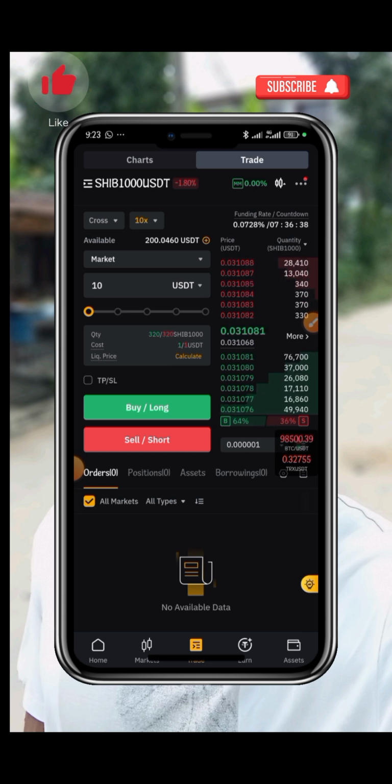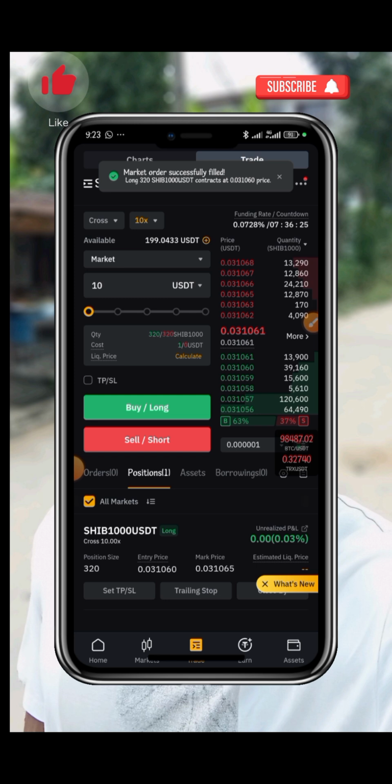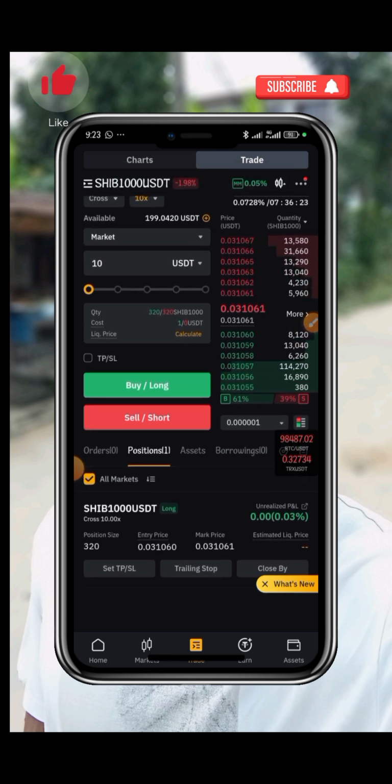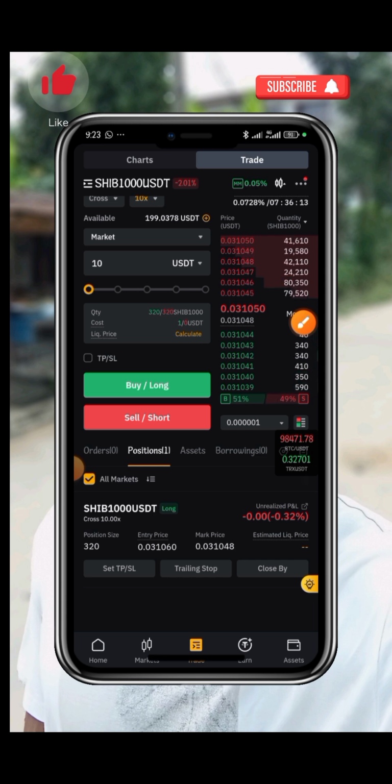let me just open this trade. Let me open it for the sake of the lecture. So you just need to confirm. Now I've opened this trade. So let's assume I want to close this trade. You can see everything is clearly there: this close, this trailing stop, this set TP or SL.